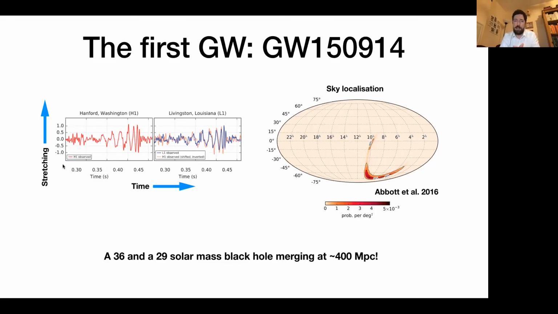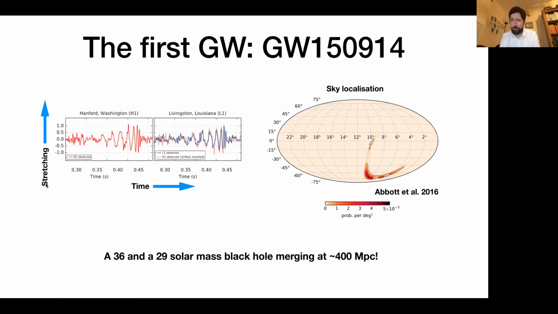So remember this stretching and squeezing of space as a gravitational wave passes through. So that's what you're seeing here on this plot. On the vertical axis, it's showing how much space is being squeezed and stretched. And this is just over time. So it's over a very brief period of time, a fraction of a second.